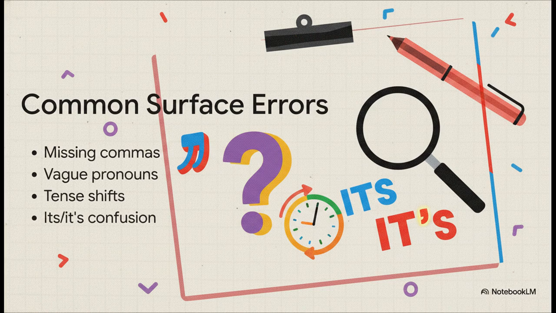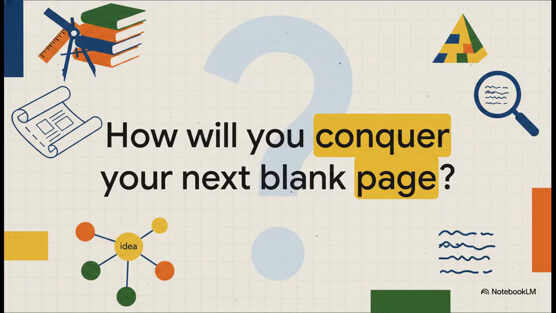Now, the absolute crucial tip here is to proofread for only one type of error at a time. Do one pass just looking for commas, and then another completely separate pass just checking citations. Trust me, it is vastly more efficient. Well, that brings us to the end of our explainer, and I want to leave you with a question to think about. How will you apply this architectural roadmap to conquer your next blank page?